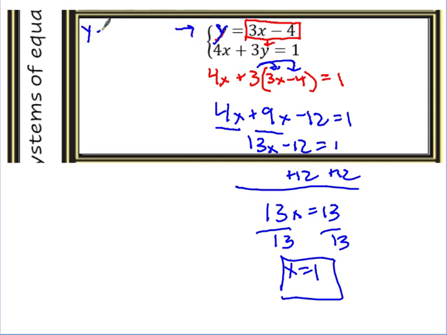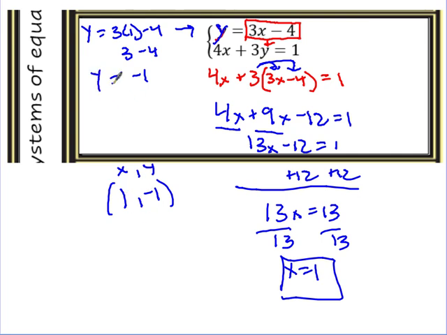So I know y equals 3 times whatever x is. So that's 3 times 1 minus 4. 3 times 1 is 3, minus 4 is negative 1. So y equals negative 1. So my final solution is 1, negative 1. Because remember, that's my x, and that's my y. X is 1, y is negative 1. So there's my solution. I'm done. That's the point where these two lines cross.